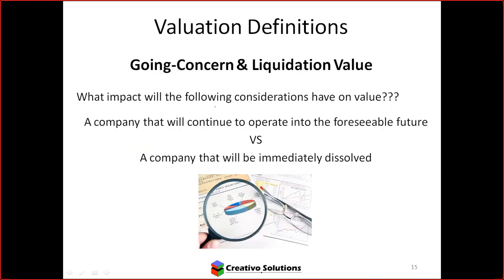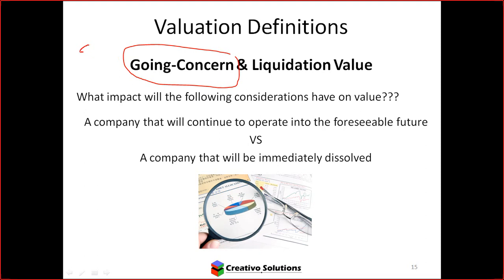Okay. Another value here, we've got going concern and liquidation. There's two here. What impact will the following considerations have on value? So if I talk about going concern, what does that mean? Going concern from accounting? Accounting, yeah. I can't remember. I've seen it before, though. Okay, yeah. Going concern means the company will continue to operate. Liquidation means it's going to close its doors and stop operating. Okay, that's the difference between going concern and liquidation.